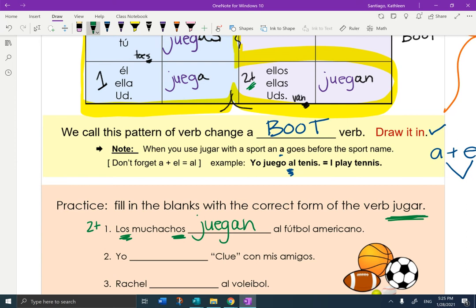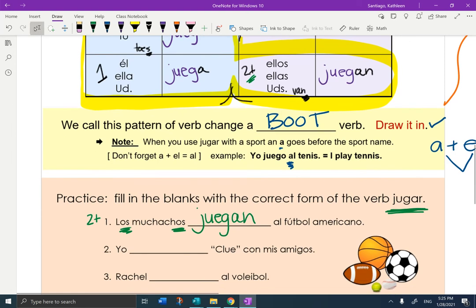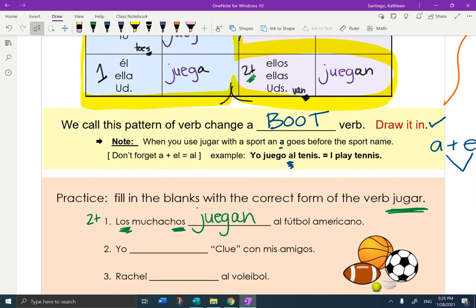Now let's read the whole sentence again. Los muchachos juegan al fútbol americano. What does that mean in English? That's right. The boys play football or American football. Let's do número 2. Yo blank clue con mis amigos. I'm using the word jugar, the verb. Which form of jugar matches the subject yo?